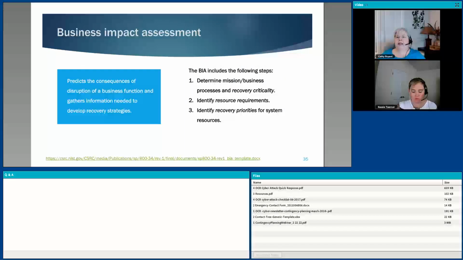Once you've got your contingency plan in place, there is a document that was published, I don't remember exactly the date, but it is a business impact assessment. If you work through this document, it basically predicts the consequences of a disruption of a business function, and it gathers the information needed to help develop recovery strategies. I would say this is probably a good tool to use after you've got your basic contingency plan in place. But it again works you through a very specific process and is out there if that's what you choose you need to do.